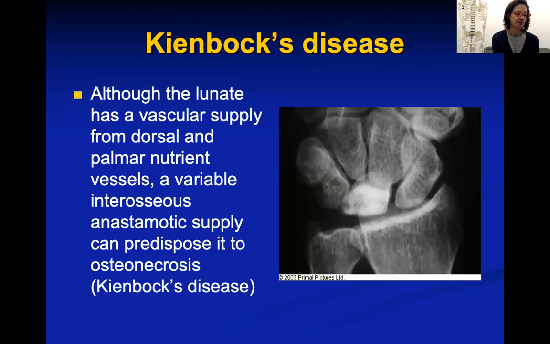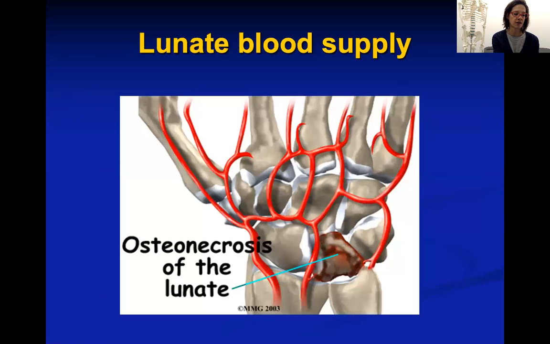Kienbock's disease, and so this is more of the lunate this time, and the lunate vascular supply is a bit like a watershed. So the vascular supply is got from dorsal and palmar nutrient vessels through anastomosis. So it's not necessarily direct vascularization, which can cause more of an osteonecrosis if there's a problem.